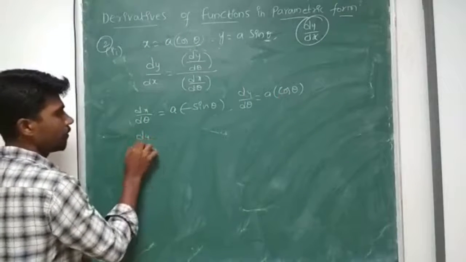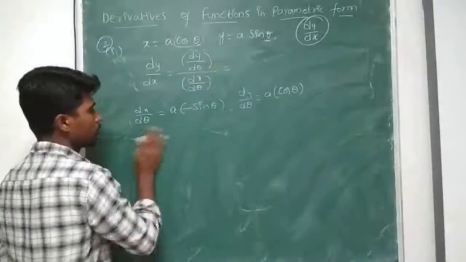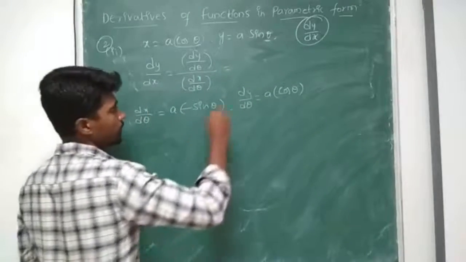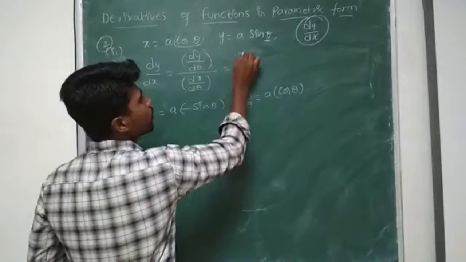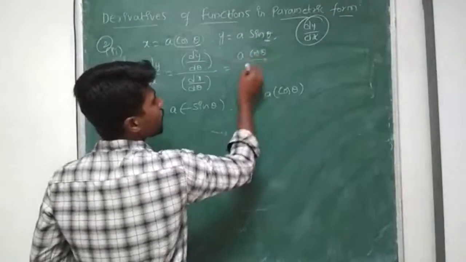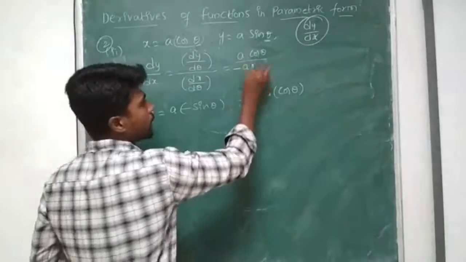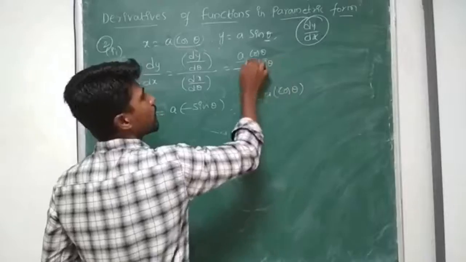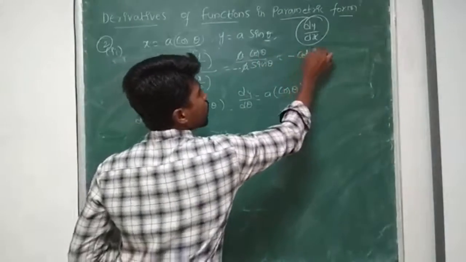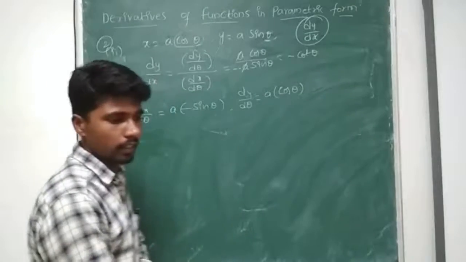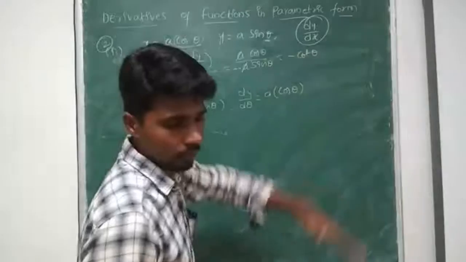Now dy by dx. According to this, we substitute here itself, so as not to write one more step; it's easy for me. dy by d theta is a into cos theta by a into minus sin theta. The a gets cancelled, minus cos by sin, which is nothing but cot theta. So we got the answer minus cot theta.